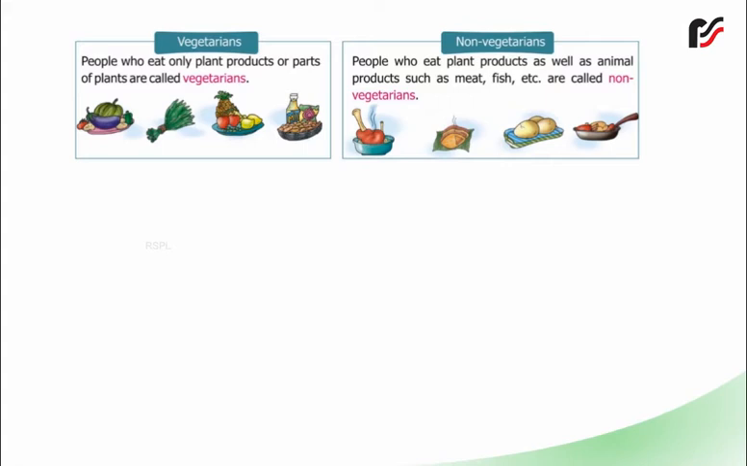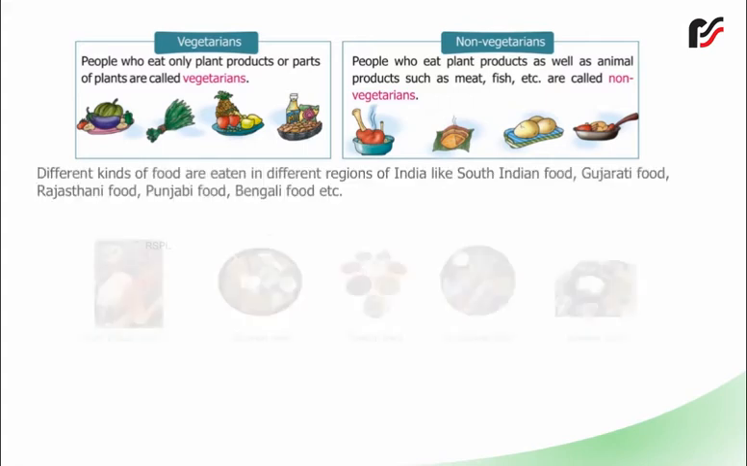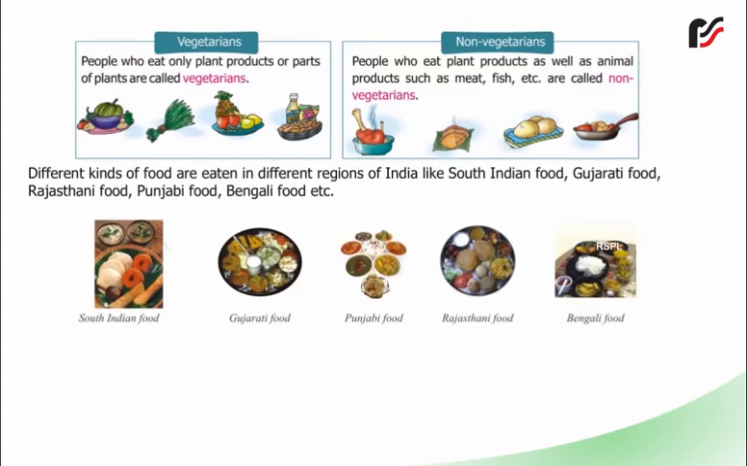Vegetarians. People who eat only plant products or parts of plants are called vegetarians. Non-vegetarians. People who eat plant products as well as animal products such as meat, fish, etc. are called non-vegetarians. Different kinds of food are eaten in different regions of India, like South Indian food, Gujarati food, Rajasthani food, Punjabi food, Bengali food, etc.